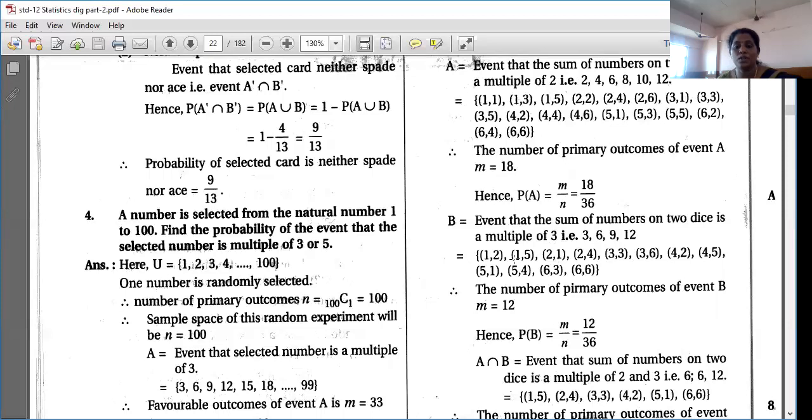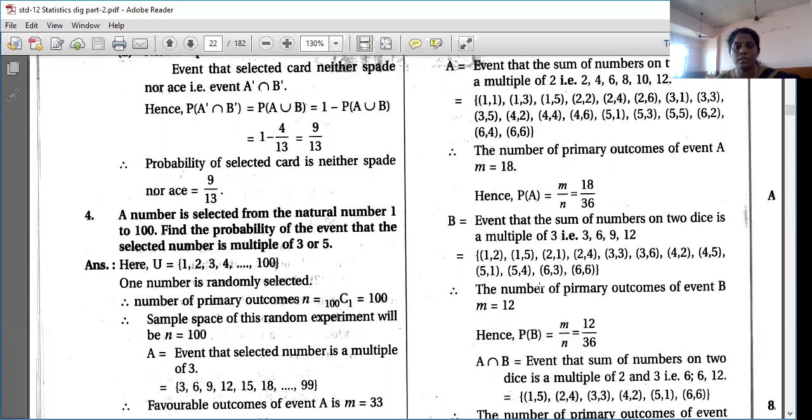Then 2, 1, 2, 4, 3, 3, 3, 6, 4, 2, 4, 5, 5, 1, 5, 4, 6, 3 and 6, 6. Okay. So for this many numbers the sum is a multiple of 3. Now your outcome, that means outcome of B, that is m is equal to 12.